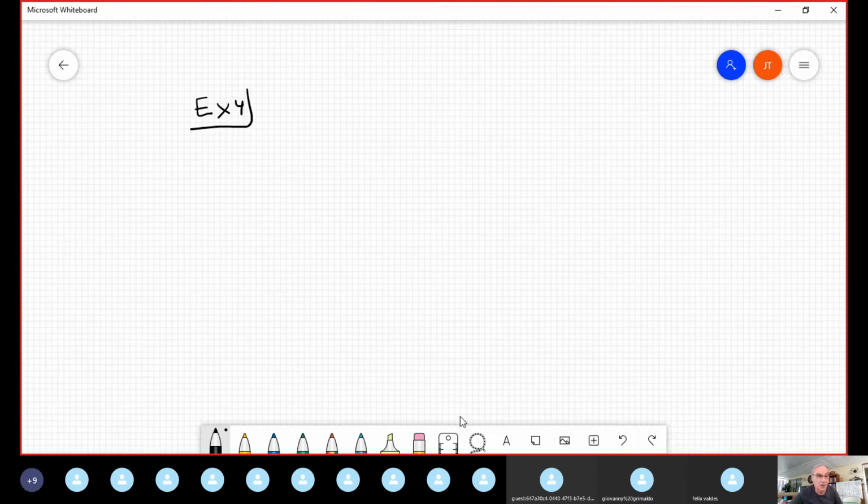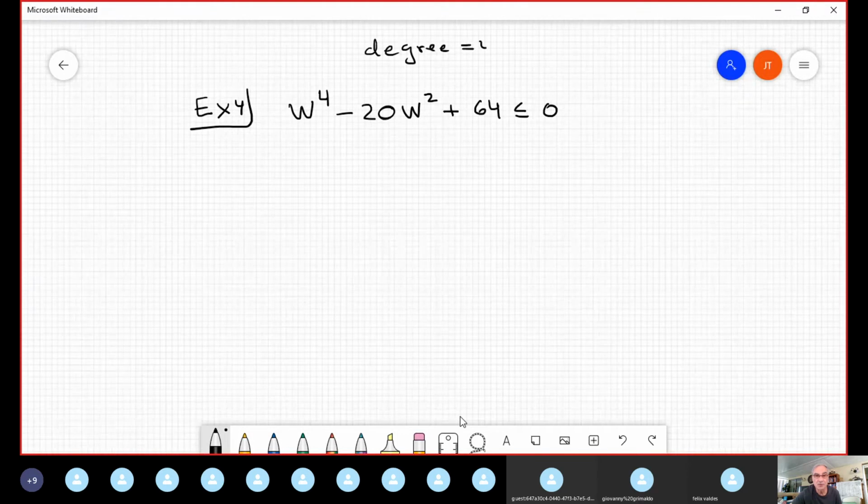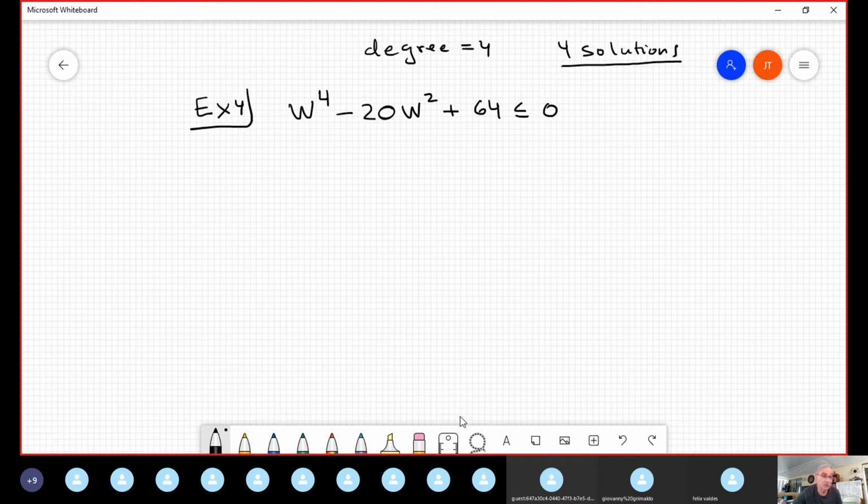After I answer. Okay. Number 4 is W to the 4th power minus 20 W squared plus 64, less than or equal to 0. This is degree 4, so I suppose that we have 4 solutions. The solution for the polynomial equation contains 4 solutions. I don't know if everything is complex or real or repeated or not repeated. Okay, this is a trinomial. Let me try factorization for a trinomial.